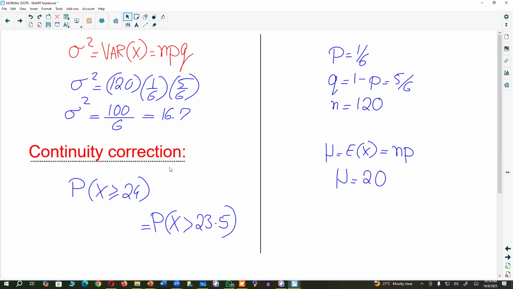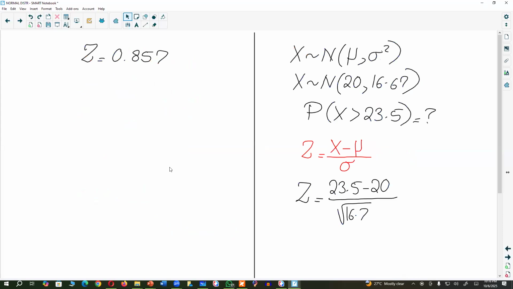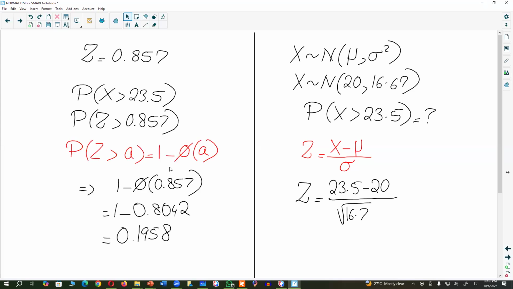Remember, equal sign cannot be accommodated in normal distribution. Now N(mu, sigma square). You write it like this: x is greater than 23.5. Then you apply the formula for standardization and you get the number 0.857. Then you put the value, P(Z greater than 0.857). Phi means you have to search the table and the answer becomes 0.1958. Look at this working.